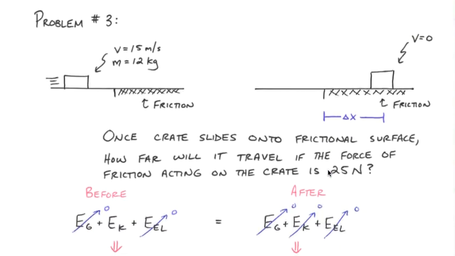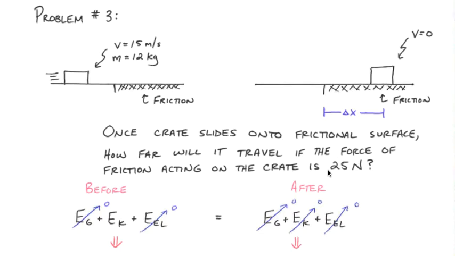Third problem, a little bit more difficult, but the same setup. I have a crate that's moving on a frictionless part of this surface over here, mass of 12 kilograms, velocity of 15 meters per second. It's going to slide onto this frictional surface. Hopefully you realize by now that that friction will perform work. It will steal energy from that block and convert it to most likely heat, probably a little bit of sound, both forms of dissipated energy.